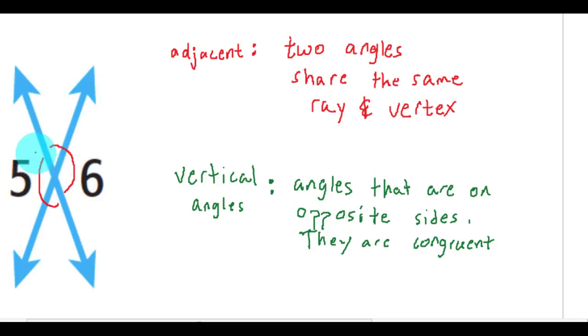So I see that angle 5 and angle 6 are opposite of one another. Therefore, they have to be vertical angles. They're the same size, same shape. Cool, let's go to another problem.